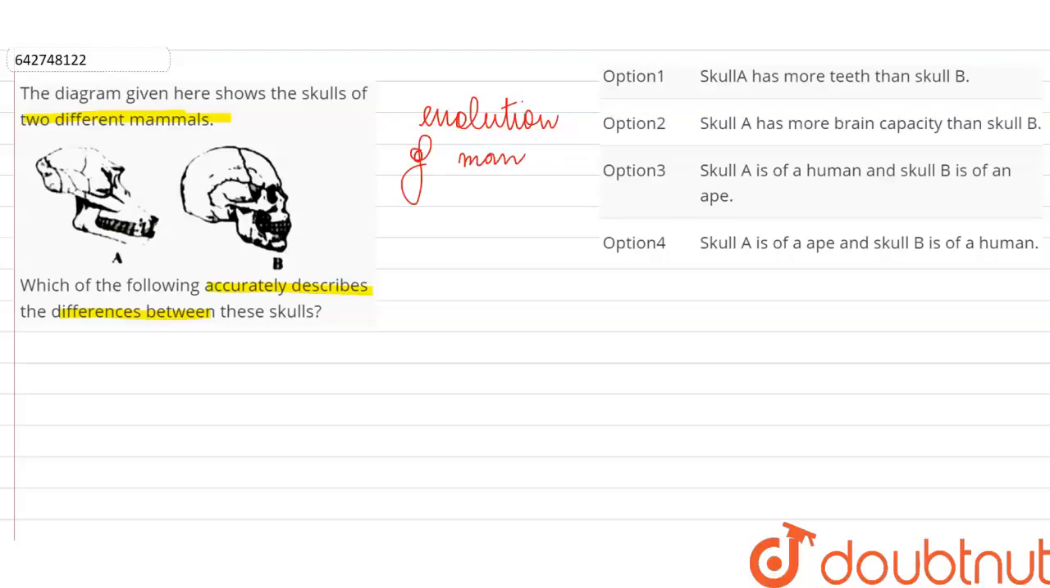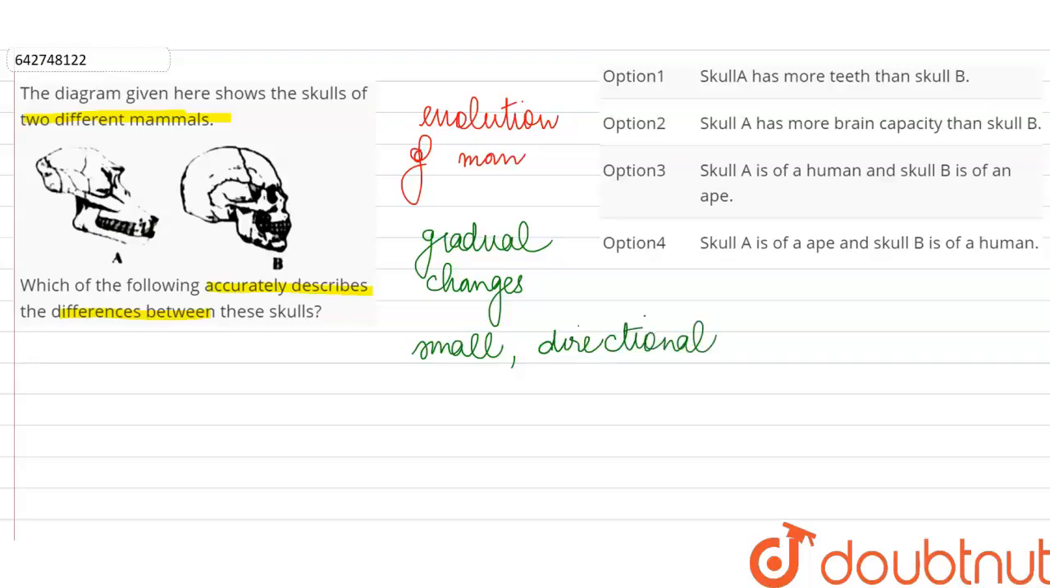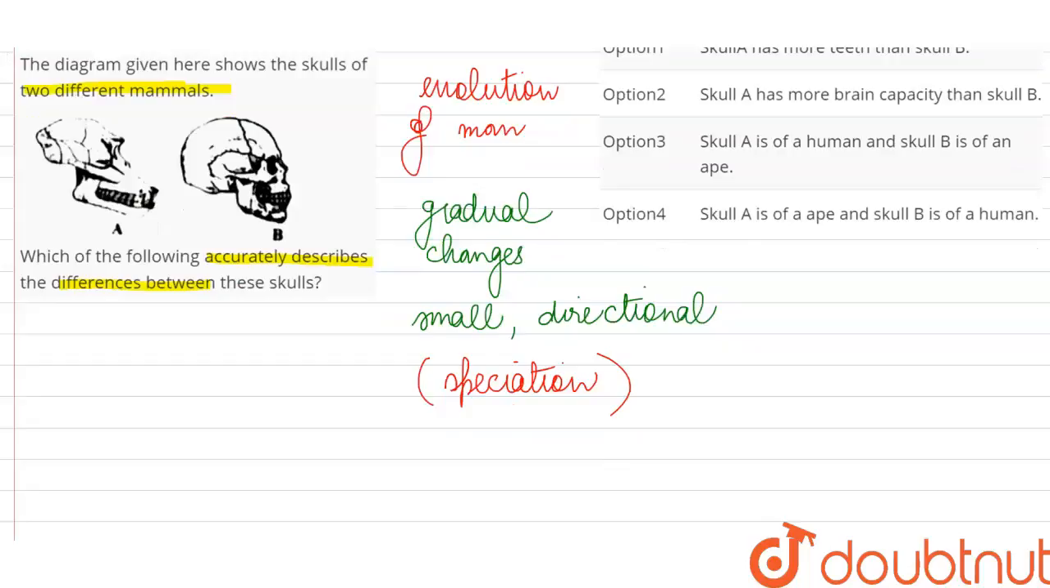We all know that evolution is a process because of which all life forms undergo some gradual changes. So evolution is a process which happens because of small and directional changes. But over a long period of time, these small or subtle changes accumulate and they result in formation of different species, which is called speciation. And a similar evolutionary process has taken place for human beings also.